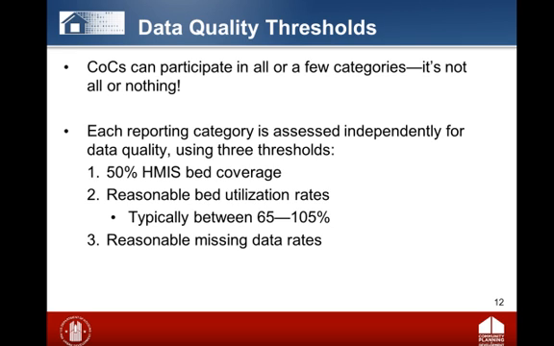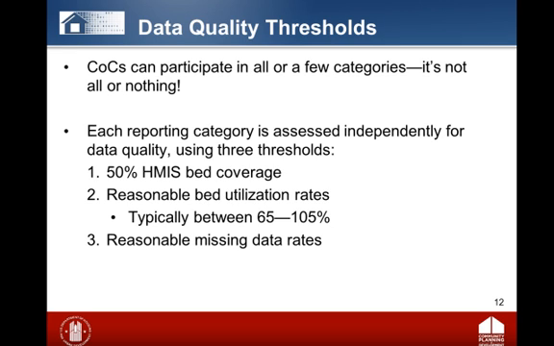Each reporting category is assessed independently for data quality using 3 thresholds. First is a 50% HMIS bed coverage rate, which is a hard cutoff. We will be unable to use any categories where less than 50% of beds in a category are in HMIS.